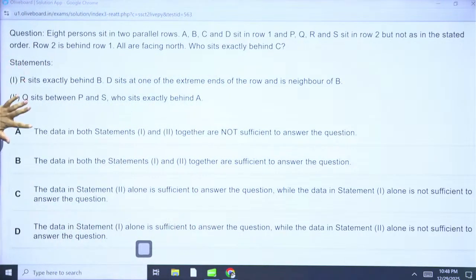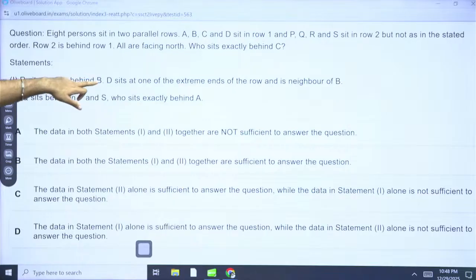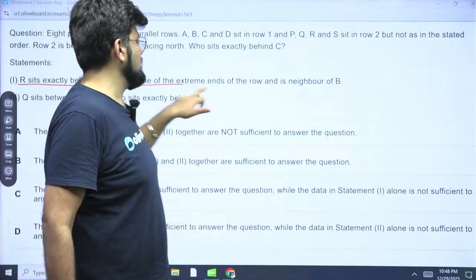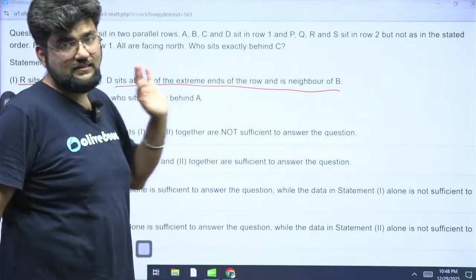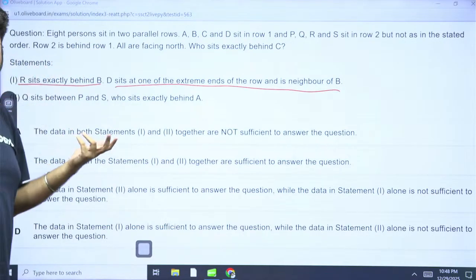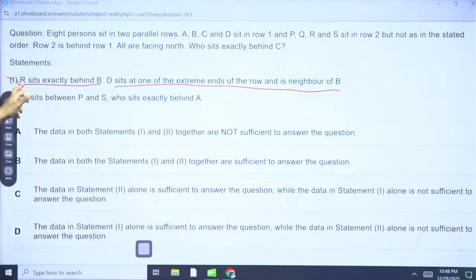Now, the statements are these. What are the options? Both 1 and 2 are not sufficient. Both are sufficient. 2 alone and 1 alone. Okay, look at 1 alone now. R sits exactly behind B. So you know who sits behind B. D sits at one of the extreme ends of the row and is a neighbor of B. So you know B and D are sitting together. You don't know where A and C are sitting, and you have no other clue. So you don't know who else. R is not sitting behind C, that is for sure. But what about the rest of them? We don't know about the other people. So this is gone. 1 alone is not sufficient.